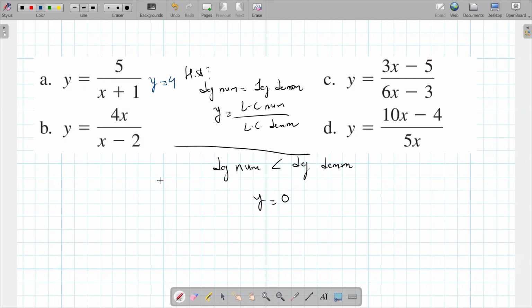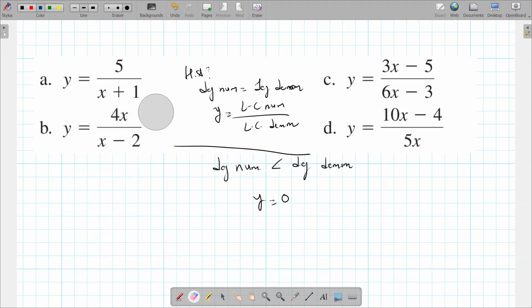What about B? Where's the asymptote? Notice the degrees are the same. You have x to the power 1, right? So for the horizontal asymptote, the leading coefficient of the numerator is a 4. The leading coefficient in the denominator is a 1. Not because of this one, it's because of this one, the number that's attached to the x. So it's going to be at y equals 4.